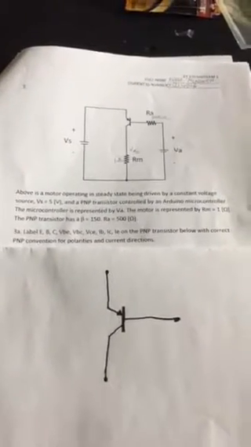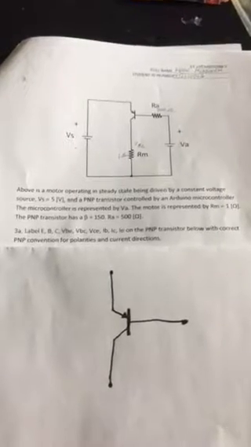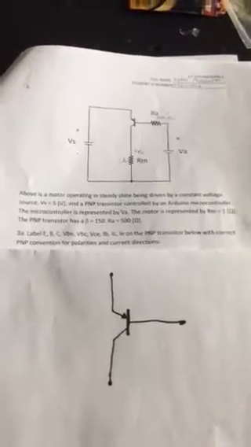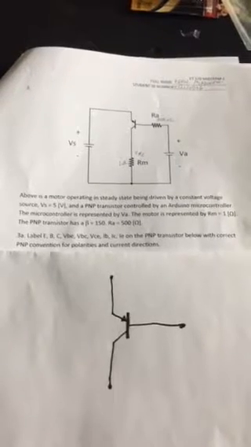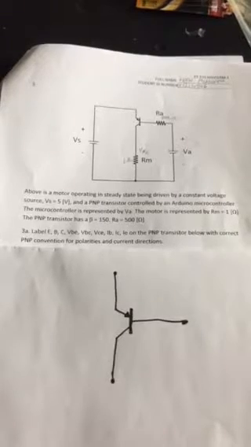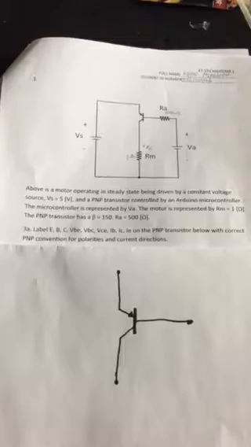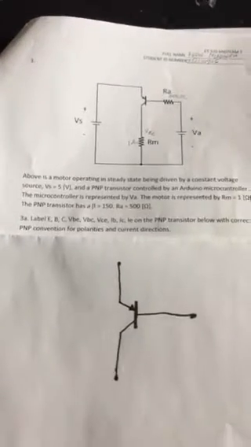Above is a motor operating in steady state being driven by a constant voltage source, Vs equals 5 volts, and a PNP transistor controlled by an Arduino microcontroller. The microcontroller is represented by VA. The motor is represented by Rm equaling 1 ohm. The PNP transistor has a beta equaling 150 and an Ra equaling 500 ohms.